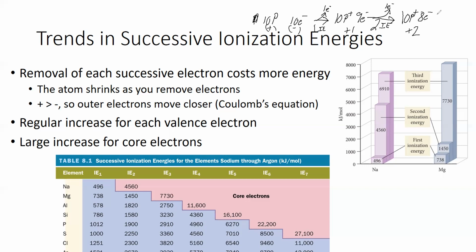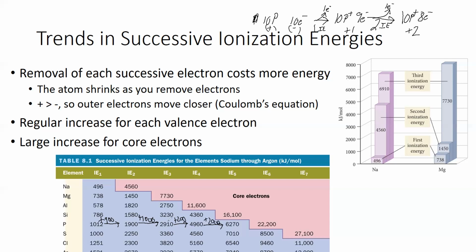remove another electron. And in general, when we're looking at valence electrons, that is electrons in our outer shell, the removal of electrons is regular, right? So if we look at phosphorus, the first ionization energy takes 900. Going from 1 to 2 is an increase of 900. From 2 to 3 is an increase of 1,000. From 3 to 4, 2,000. From 4 to 5 is another 2,000.